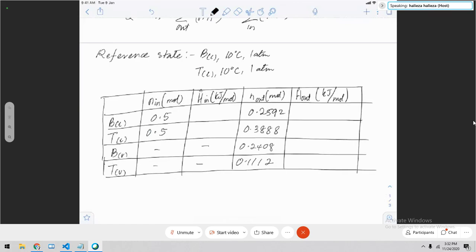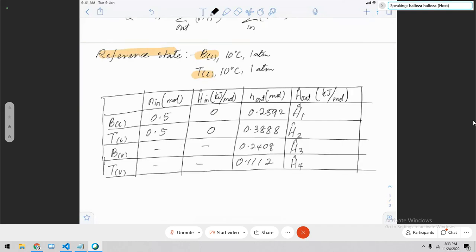Now, just now we said that our reference state is liquid benzene and liquid toluene at the inlet condition. So what is the enthalpy at the inlet condition for both components? 0, doctor. Thank you. 0, 0. Now we have to calculate these values. Let's put it as 1. Enthalpy, specific enthalpy 2, specific enthalpy 3, specific enthalpy 4.